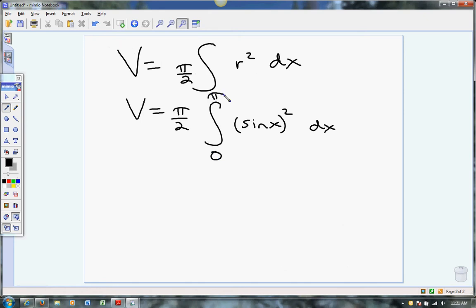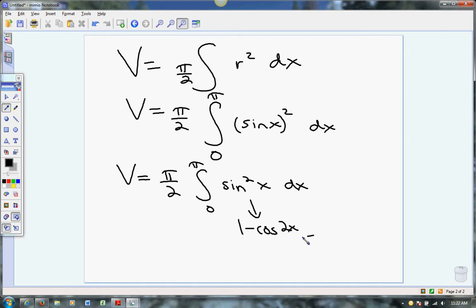So now we have an integral that we've seen before where I have this sine squared x. Let's go ahead and keep moving. Volume equals pi halves times the integral from 0 to pi of sine squared x dx. Looks to me like we need to use the power reducing identity, our old friend. So this thing is going to become 1 minus the cosine of 2x over 2. I still have my pi halves out here, and I still have my integral from 0 to pi.